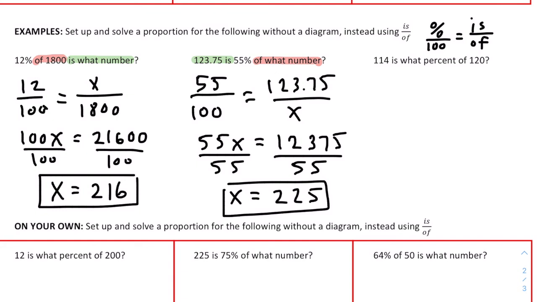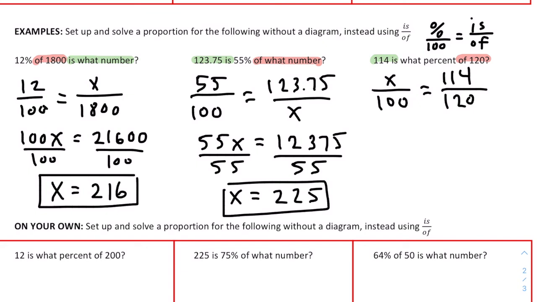All right, and last one, 114. Start with green. Green is my is. 114 is what percent of 120? So then we can set up a proportion. I'm going to say it again. Percent is always over 100. So it's what percent? So it's x over 100 equals 114. That's our is. And our of is 120.